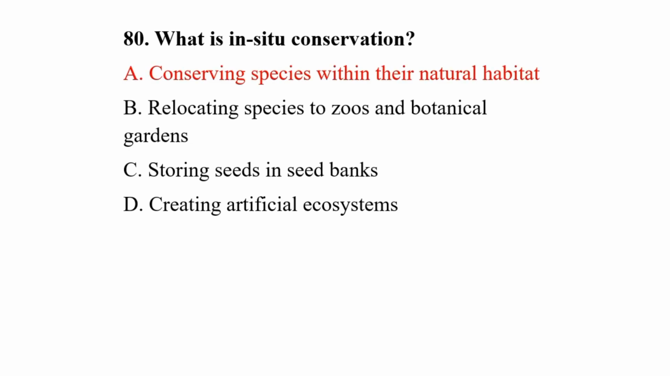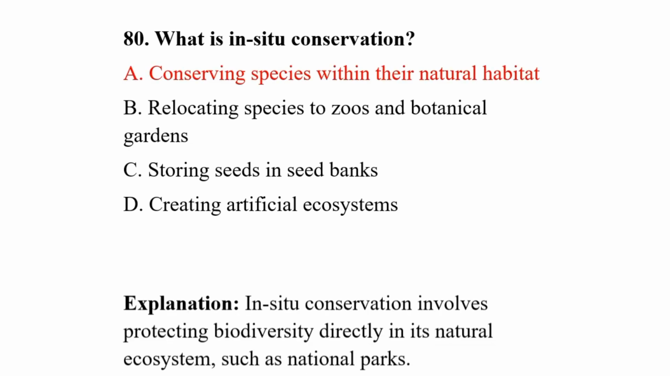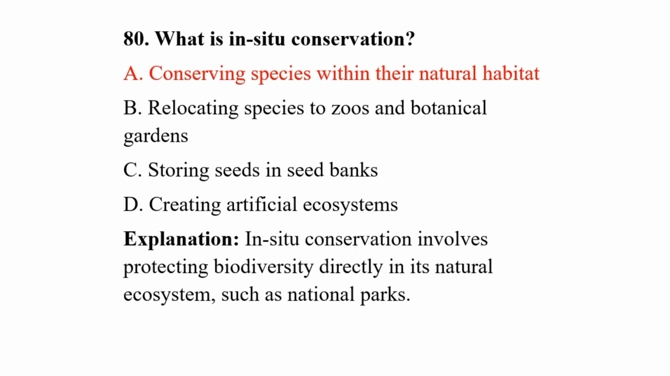The answer is conserving species within their natural habitat. In situ conservation involves protecting biodiversity directly in its natural ecosystem, such as national parks.